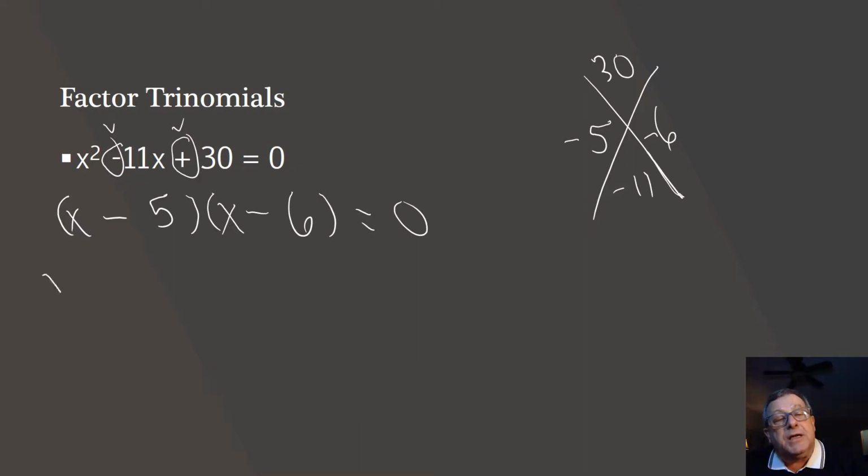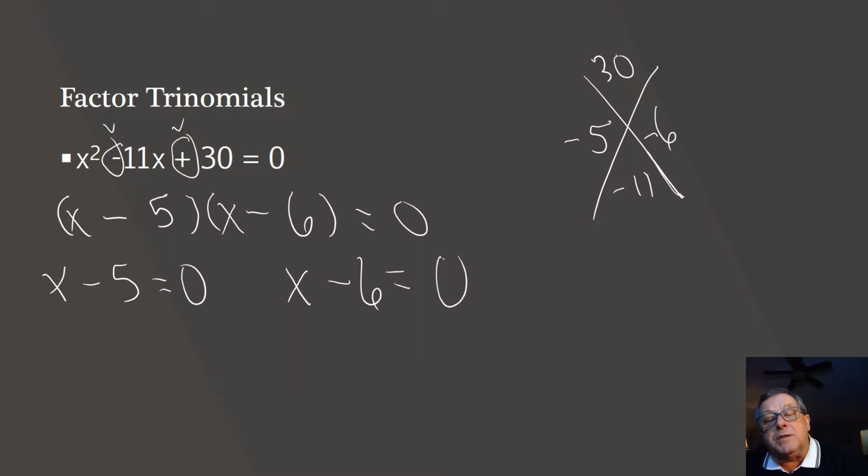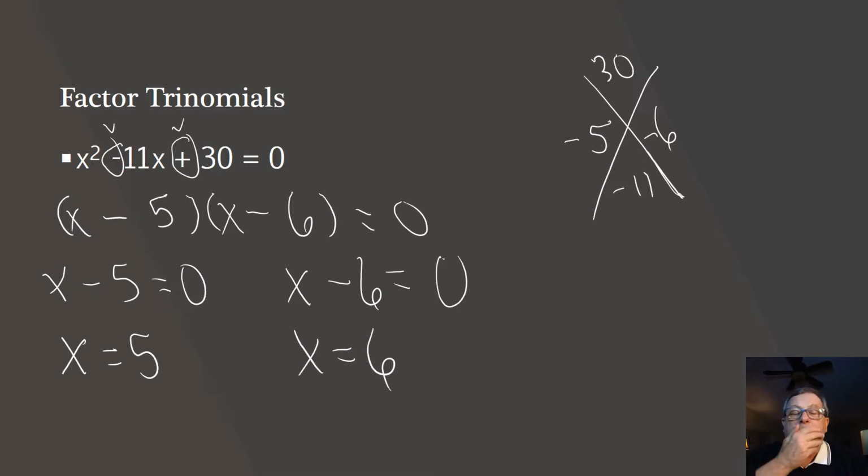Now I'm going to set each factor equal to 0, like we've now become accustomed to doing. And we're going to solve for x, and that is going to be our real zeros, our roots, our solutions, our x-intercepts. And so x is going to equal 5, and x is going to equal 6. And our solution is 5 and 6.